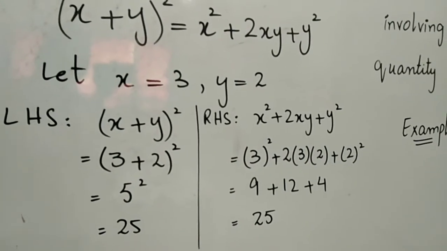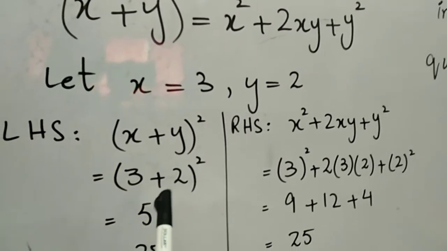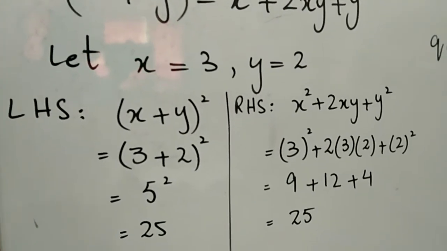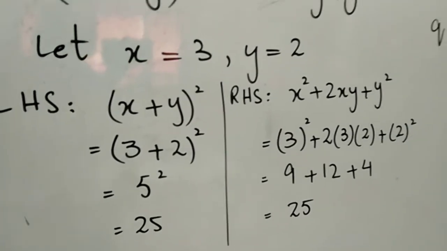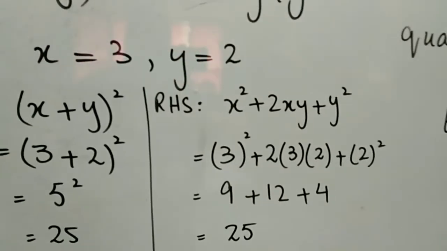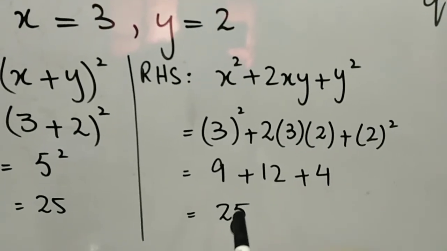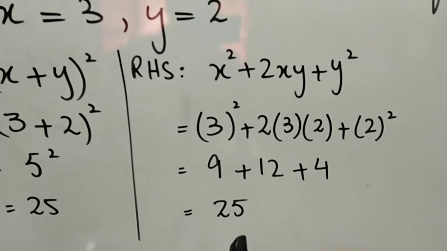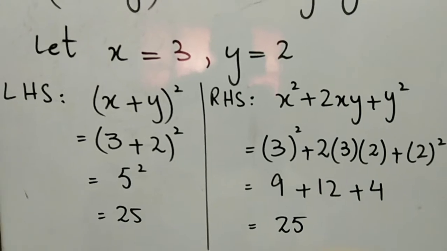Now you can see if we put x equals 3 and y equals 2 in the left hand side, our equation will become 3 plus 2, whole square, that is 5 square, that is 25. On the right hand side, when we put x equals 3 and y equals 2, our equation gives a numerical value, that is 25. So our left hand side equals the right hand side, whatever the values of x and y.